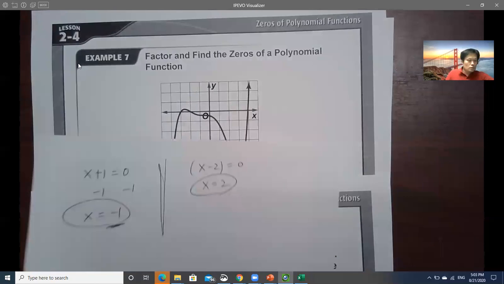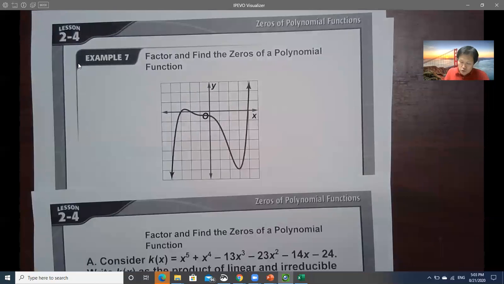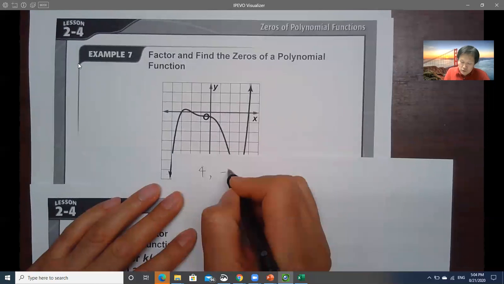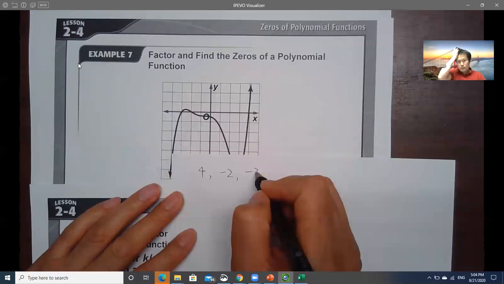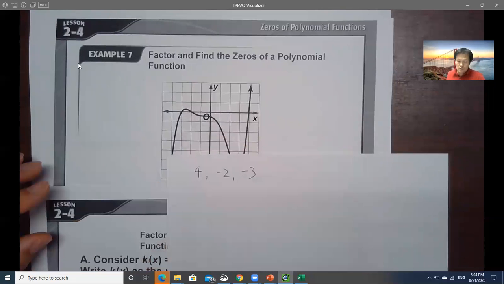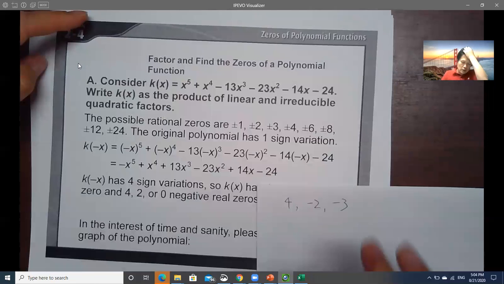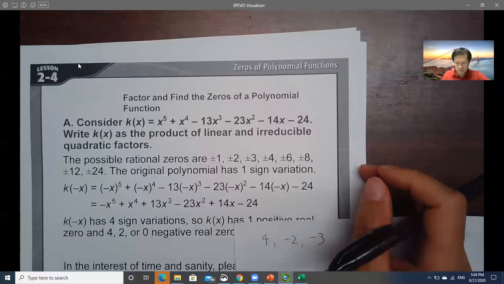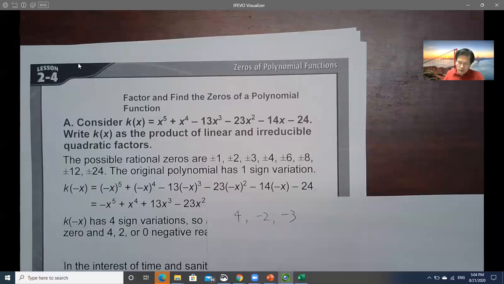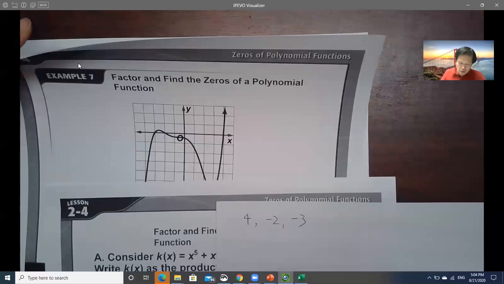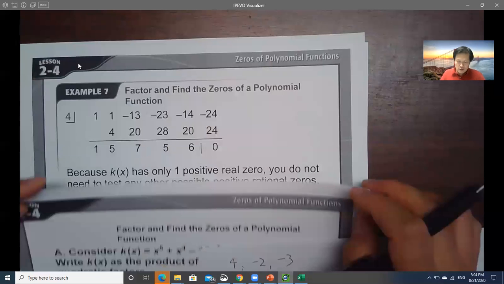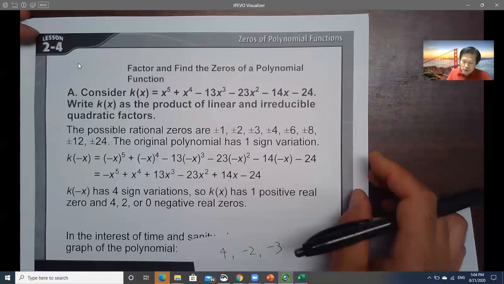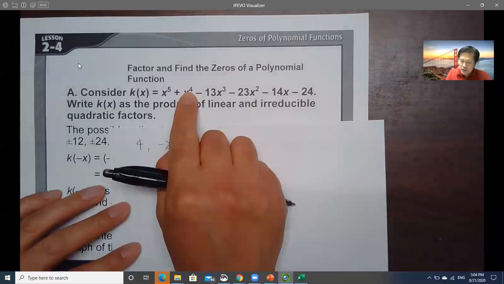So the graph shows a zero at 4. I got 4 here, I got -2 here, I got -3 here. So that's really good. So you can try to do synthetic division with those. Did they do it? Yes. I can show that to you, might be easier. So fifth degree, fourth, third, second, first.